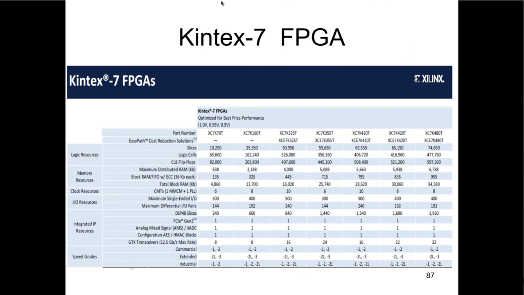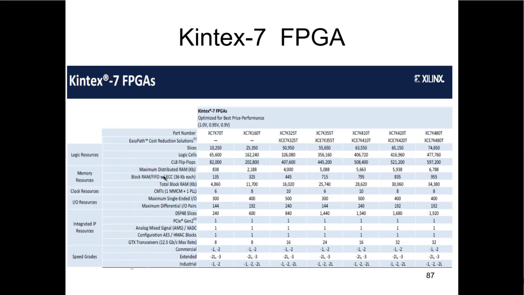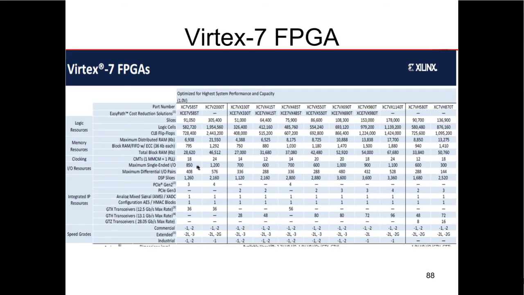So you can see some of the other chips. Here's the Kintex, not the chip we're using, and you can see these are a little bigger, and you get down here to the big ones. Almost 6.8 megabytes of distributed RAM. Their block RAM is 34 megabytes. They have 477,000 logic cells, almost 600,000 flip-flops. I mean, it's just amazing the stuff they have. And then here's Virtex, which is the biggest of all. And oh, look at the number of pins. I/O, yeah, 300, 400, 500. And then you look here, 850, 1200, 700, 600, 700, 1000, 900, 1100. Amazing.